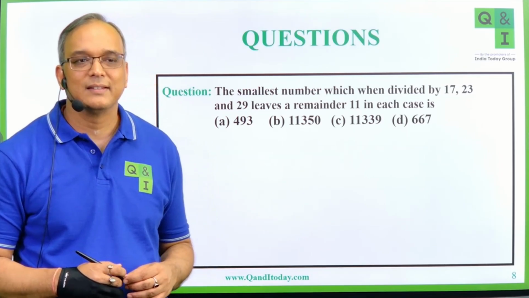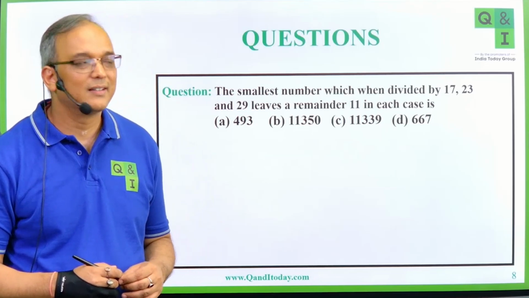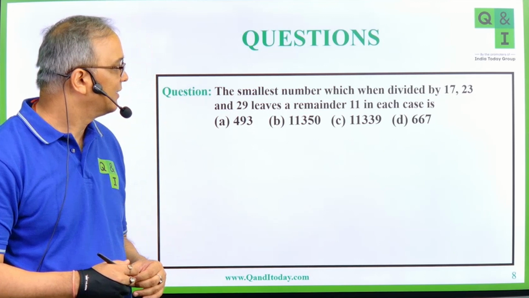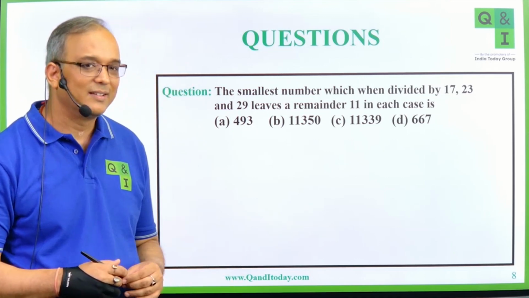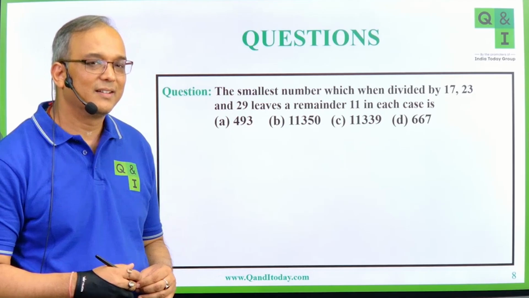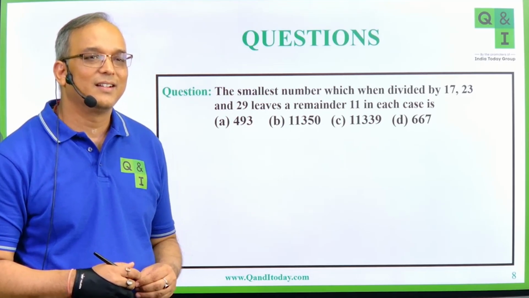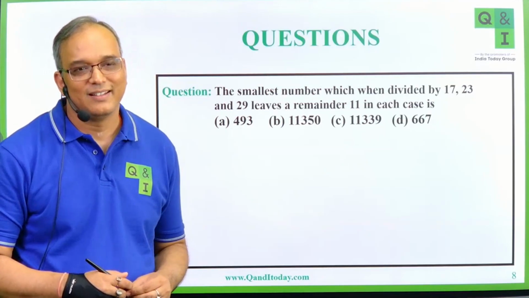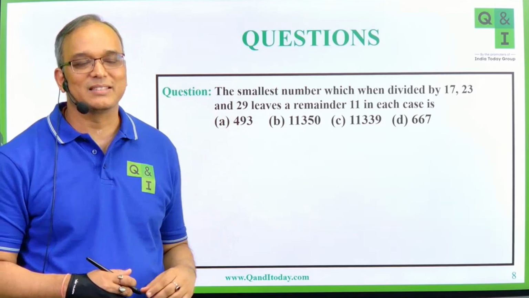Sir, we should subtract the remainder from all three numbers. Subtract 11 from 17, 23 and 29. After that, we should find the LCM of the subtracted numbers. No, Ragul, think about it once again. You have to subtract, but not from these numbers.